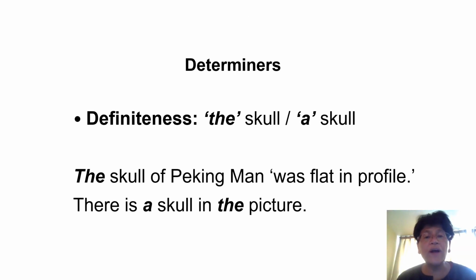Determiners may be one word or a group of words that provide information about a noun regarding definiteness. The skull, a skull. As mentioned above, the use of the makes both speaker and listener be aware that they talk about the same noun, whereas the use of a refers to one element of a group or class. For instance, in the first sentence, the speaker and listener, or author and reader, refer specifically to the skull of Peking man, whereas in the second sentence, there is a mention of a skull, one out of many.